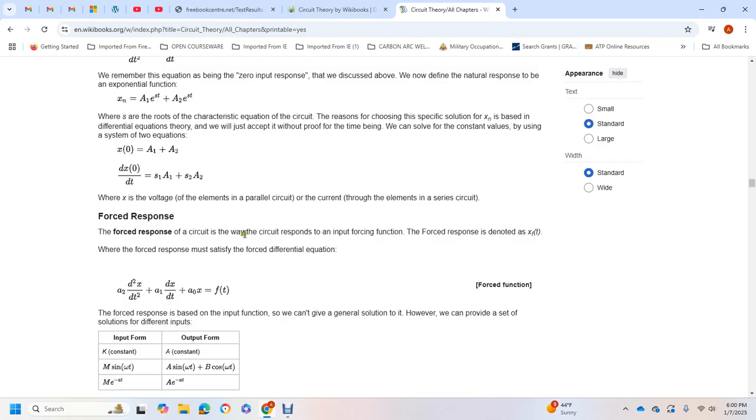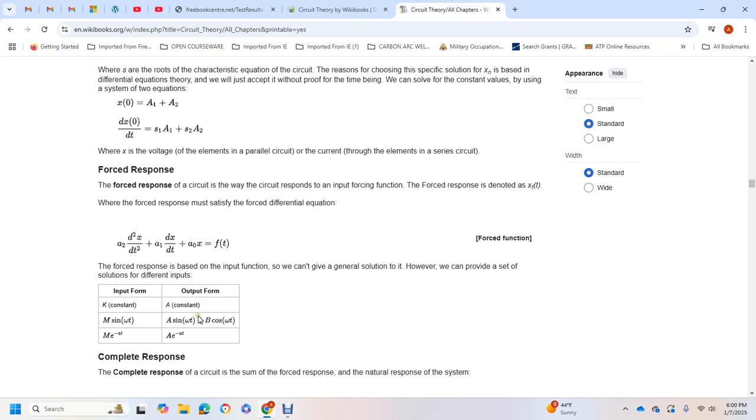The forced response is how the circuit responds to the input function, the forcing function. The forced response is denoted as x_f(t), with the set of two differential equations. The forced response is based on the input functions, given this general solution. However, they provide a set of solutions for different outputs.